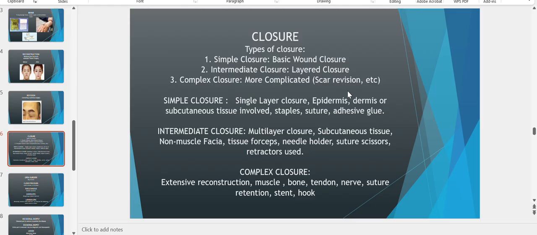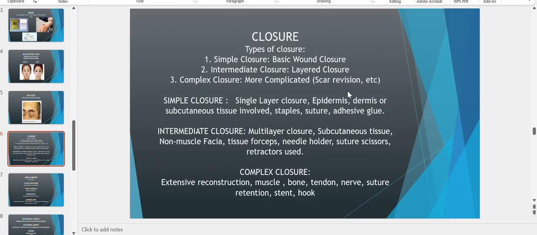Coming to intermediate repair or intermediate closure, we can say it is one layered closure or multiple layer closure. And the skin level is what? Non-muscle fascia and the subcutaneous tissue. So there is a two-layer closure, that is the non-muscle fascia and subcutaneous tissue. The physician will use sutures, retractors, needle holders, or scissors to close that wound.